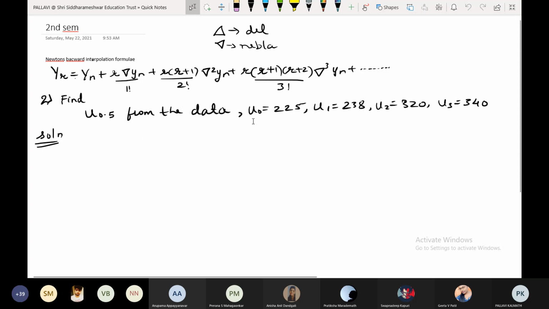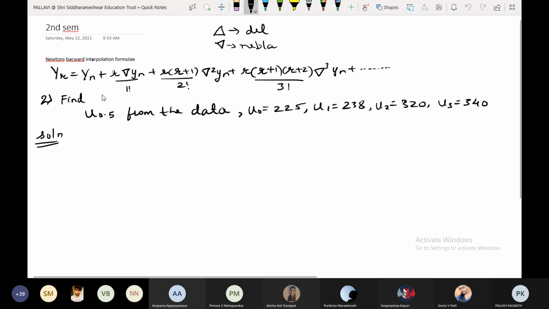Now from this representation, u0 is equal to 225. So these are nothing but values for X: u0, u1, u2, u3. So this 0, 1, 2, 3 stand for the values of X. Then the respective values 225, 238, 320 and 340 stand for the values of Y. This is another way of representation.